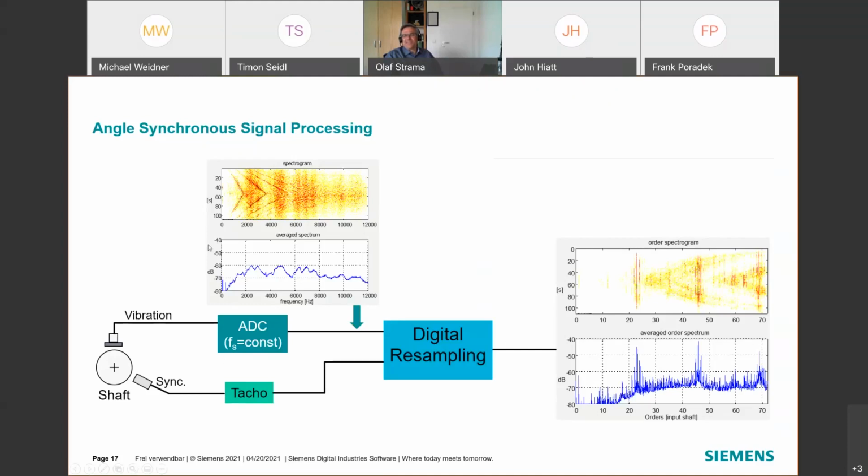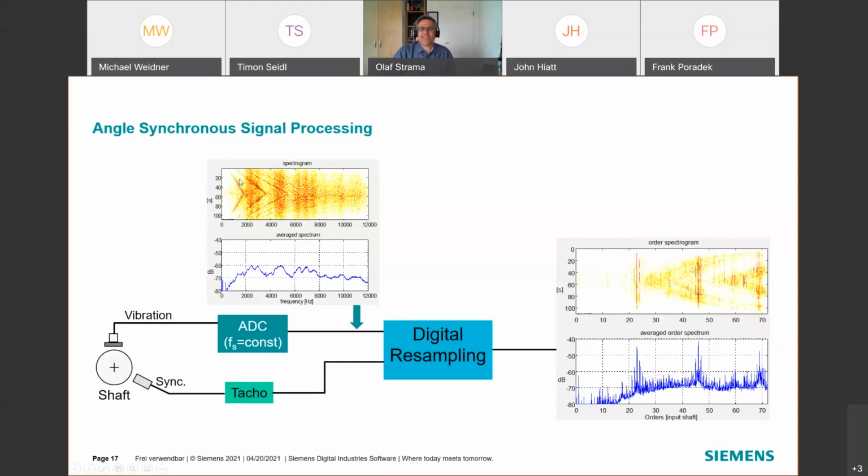That means we move away from the time and frequency domain to an order and angle domain, and there we can use the same mechanisms as we use for frequency analysis, with the difference that we now have exactly synchronized lines in our spectrum.